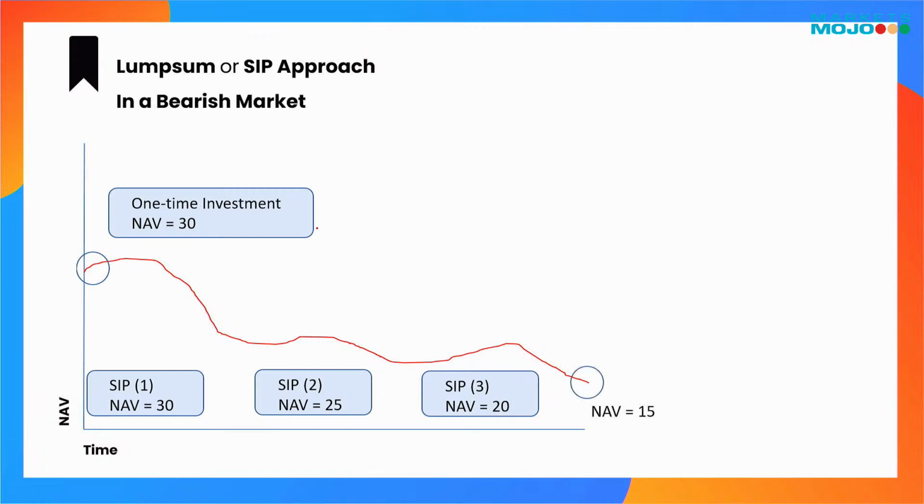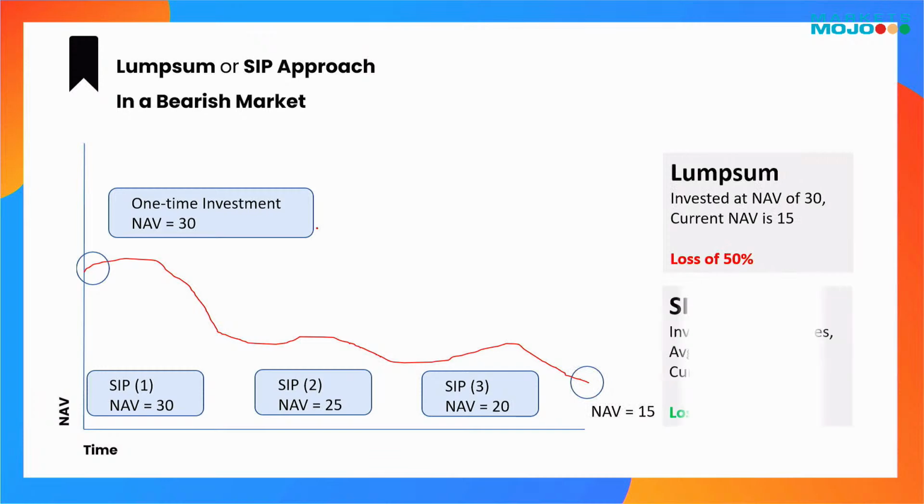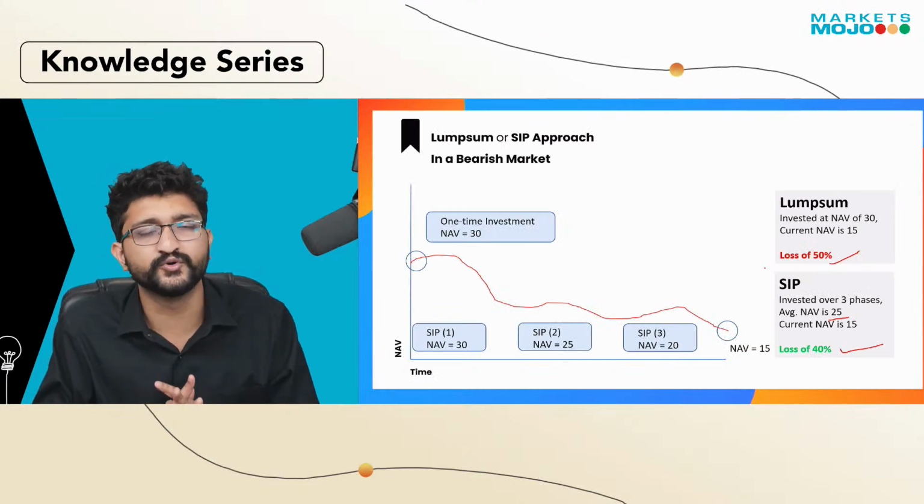In a bearish market, because the price is falling down, your NAV will be averaged. So for example, when you invested at 30, the current NAV is 15, so you're at a loss of 50%. But in a bearish market, since you're putting in an SIP at the lower periods as well, your average NAV is coming lower at 25 and your loss is much better compared to a lump sum approach. So this is a bearish market trend where an SIP actually beats a lump sum approach. If you are expecting the market to fall, that's when you can look at a tranche approach.